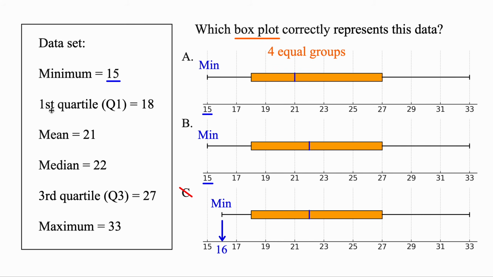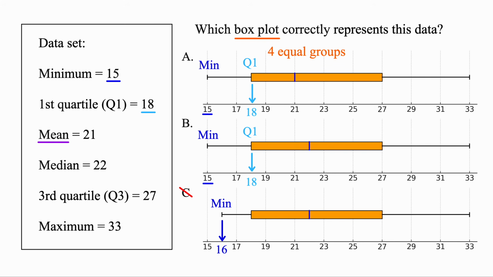Okay, moving along, the first quartile or Q1, that's the left side of the box. We'll go ahead and label that here. And going straight down, this one is 18. But that is correct. So this one does have the correct Q1 value. Okay, what about B? Same thing. Going straight down, that's got a value of 18. That's what we wanted as well.